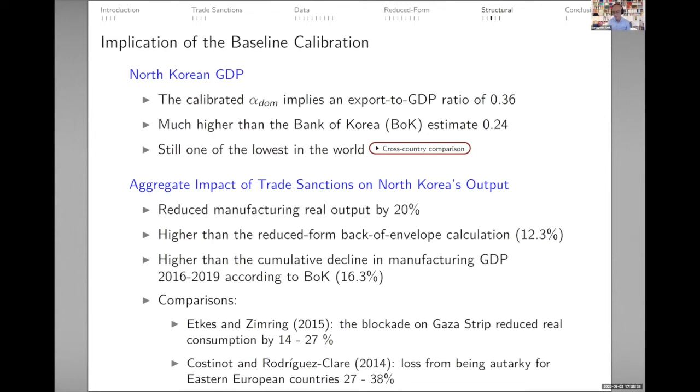So for example, a study shows that a blockade on the Gaza Strip reduced real consumption by about 14 to 27%. Another study shows that the welfare loss from being in autarky in Eastern European countries led to about a 27 to 38% drop in welfare. So we believe that our numbers are somewhat comparable to what other studies find.